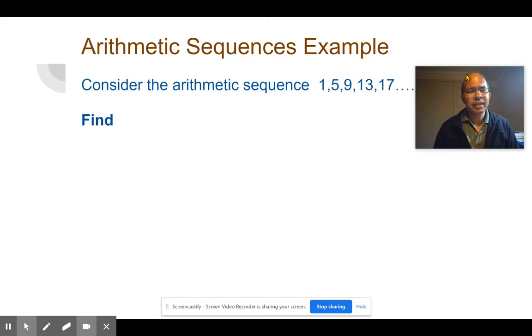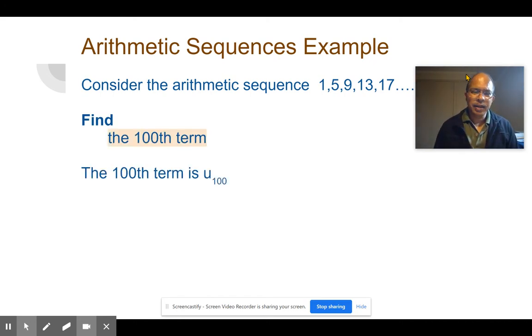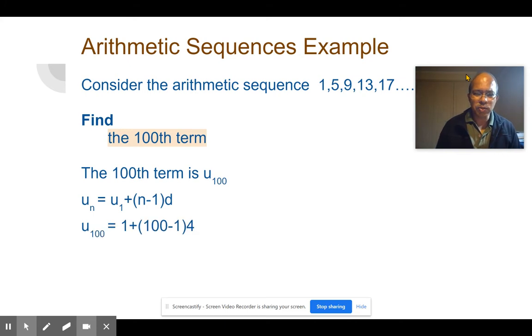Thirdly, let's try to find the 100th term. The 100th term is denoted by u100. So if un is u1 plus n minus 1 d, then u100 is 1 plus 100 minus 1 times 4, substituting the values of u1, n, and d. Computing this, it's 397.